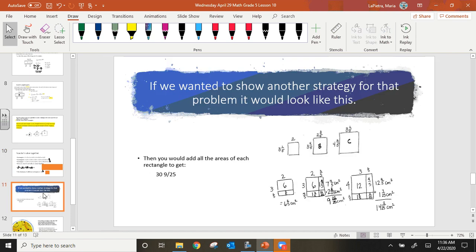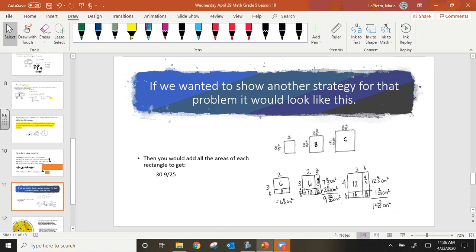Okay. If you wanted to show another strategy for that problem, it would look like this. You can break it apart using the distributive property if that's a better way for you. Each of these rectangles is split up. 3 and 1/5 times 2. 3 times 2 is 6. 1/5 times 2 is 2/5. And there you got the same answer that we got when we used the mixed fraction to improper fraction strategy.